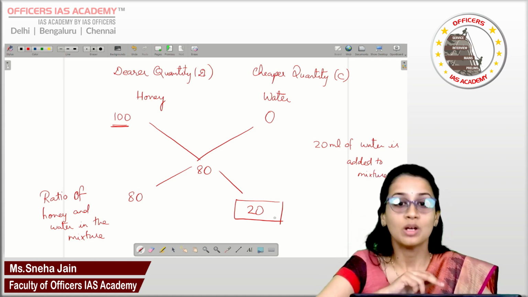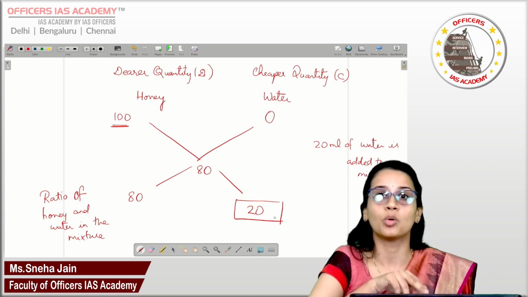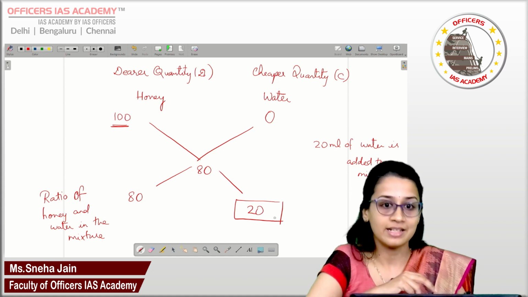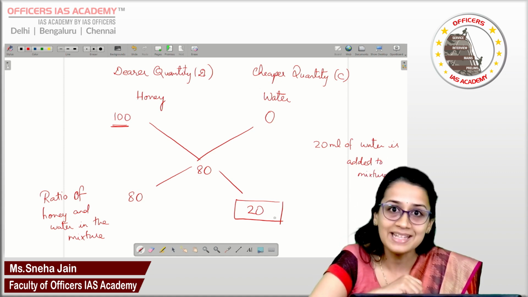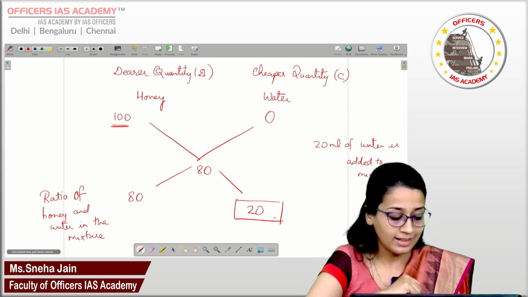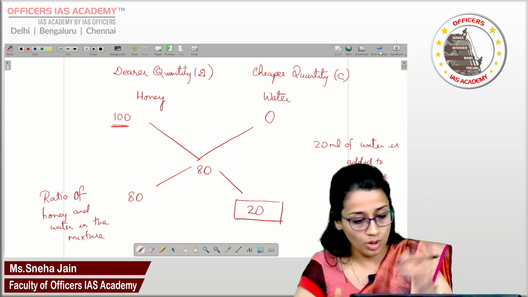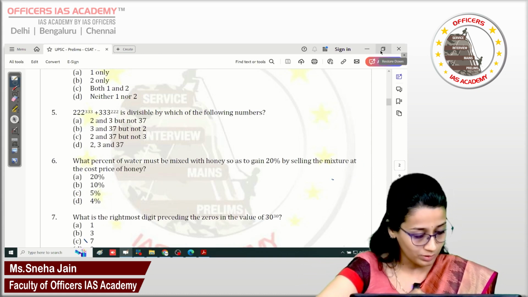Why am I taking 80 here? Because they say that honey is sold at the original cost. So here this 100 rupees honey is sold to make a profit of 20%. So only 80 ml of the honey would be sold, at 80 being its respective cost price. Is this clear? So our answer here is 20%. I will now move to the next question.